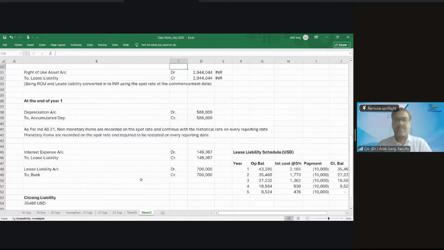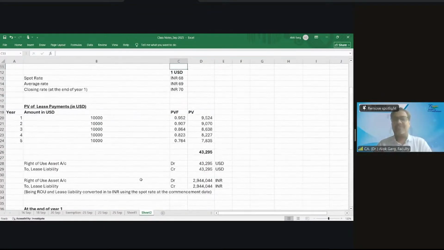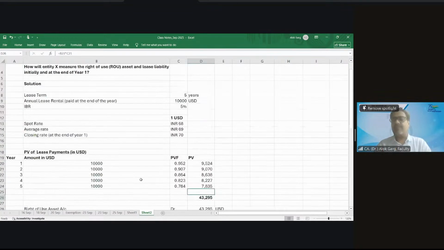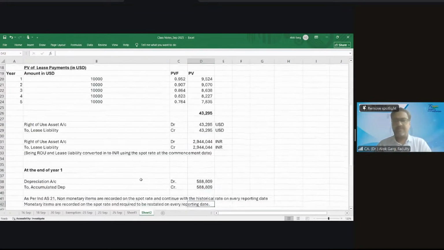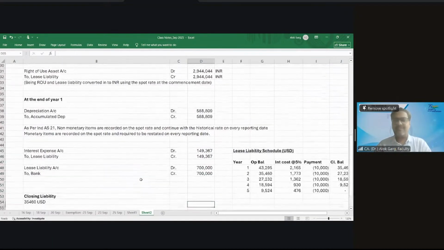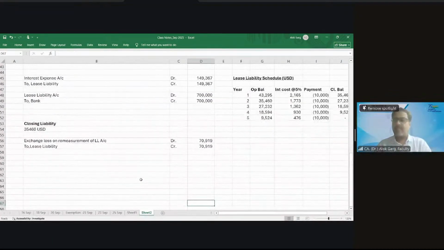Friends, these were the questions which I wanted to solve today, as promised in the last class. So far we have covered 2 questions. Have you found this question interesting? Very interesting. Have you got the concept? Ayush, do you have any question? No, sir. Nandini, do you have any question? No, sir.